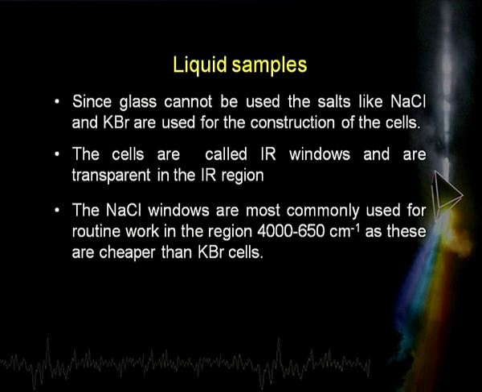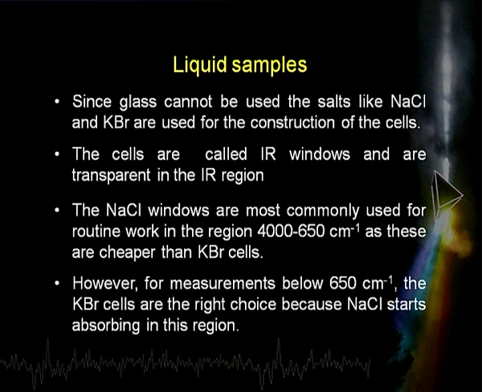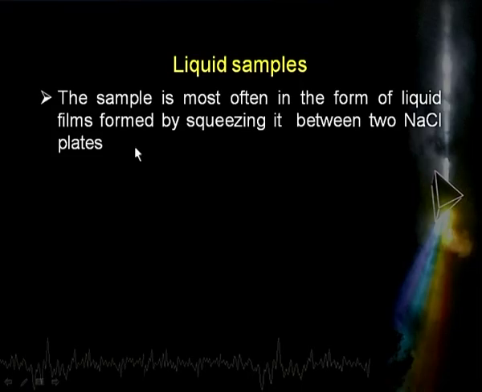But if we have to make measurements below 650 centimeter inverse, then we have to use KBr windows because NaCl starts absorbing in that region. So, those are the two materials we have to use in the case of liquid samples. When we say windows, it means our container is made up of these two materials. These are solid blocks, big crystalline blocks of NaCl or KBr. The two blocks are there, and between them we keep our material and set the path length.